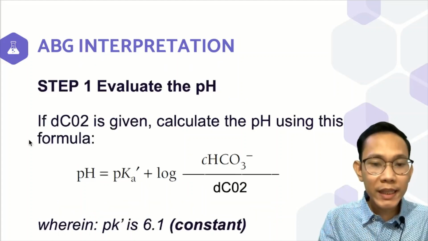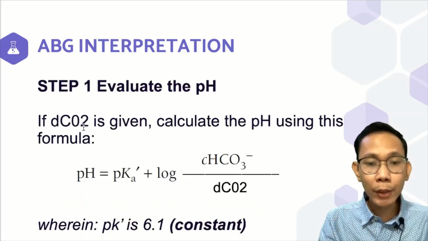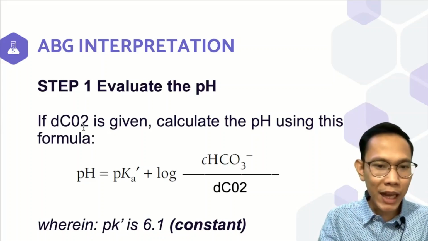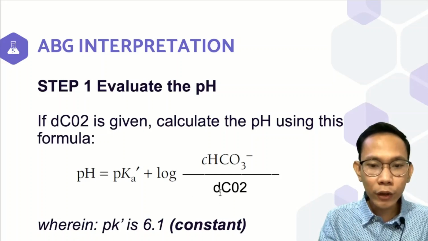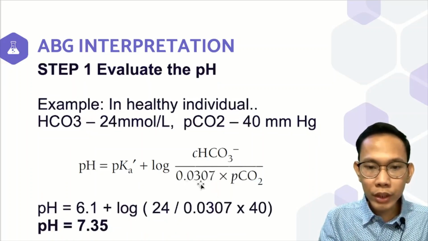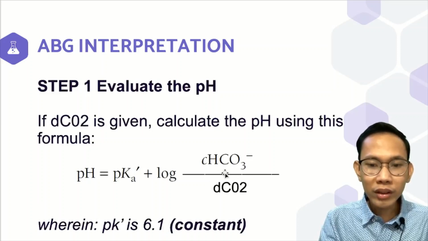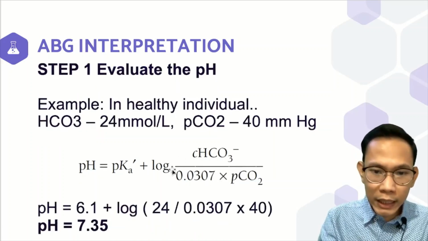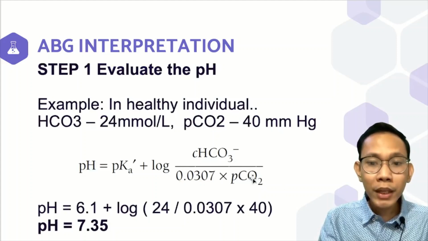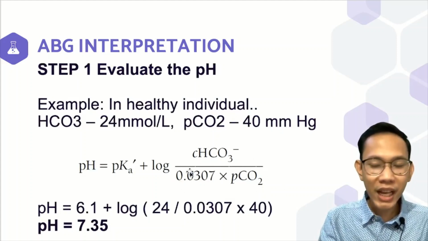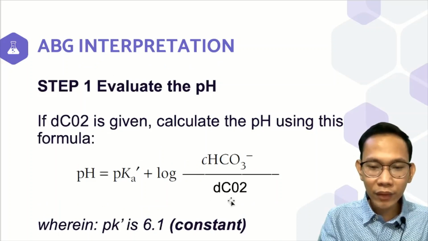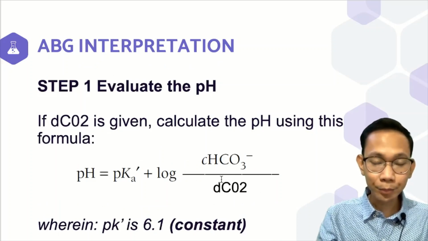How about if DCO2 ang given or your diffuse carbon dioxide? Of course, simple lang. If hindi given yung PCO2, ang kailangan lang natin is that instead of using 0.0307 times PCO2, automatically, ilalagay na lang natin yung DCO2. So, this denominator here is actually your DCO2 or your diffuse carbon dioxide. So, again, that's your diffuse carbon dioxide.